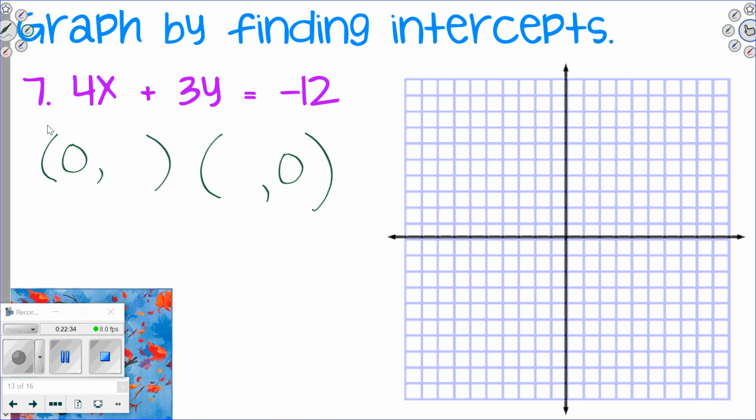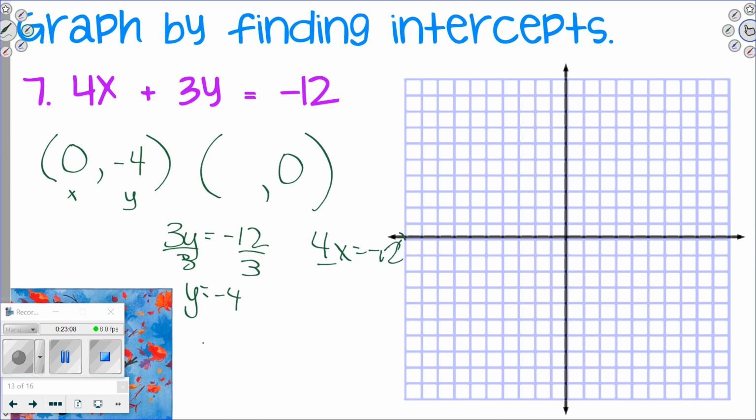Because look what happens. Remember this is x, this is y. If I plug 0 in for x, what happens to this piece? It's nothing, right? That's gone. So if I have 3y equals -12, y is -4. Putting a 0 here gives me just 3y equals -12. Divide by 3, and that's where I got y is -4. What if I plug a 0 in for y? Then I get 4x equals -12. Divide by 4, and that's -3.